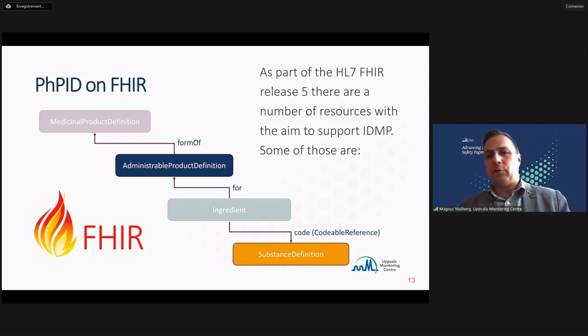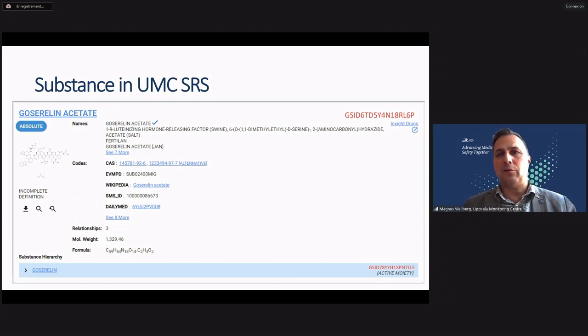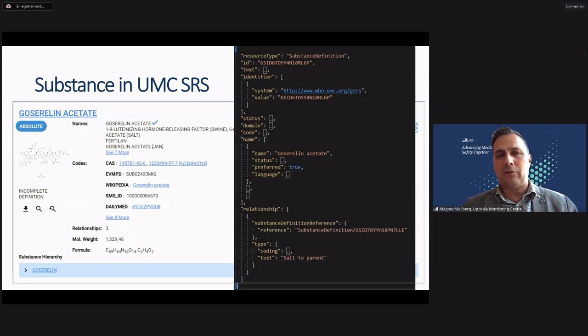And we will look a little bit deeper into the substance definition and the APD. So if we look at the UMC SRS system, we have here an example of goserelin acetate, which is a salt to the active moiety goserelin. This is how it's shown in the user interface. And the corresponding FHIR resource, which is a substance definition, would look something like on the screen now. Everything isn't expanded, but you see the name, you see the JS ID, and you see also the relationship down on the bottom to the parent, so to say, or to the active moiety.